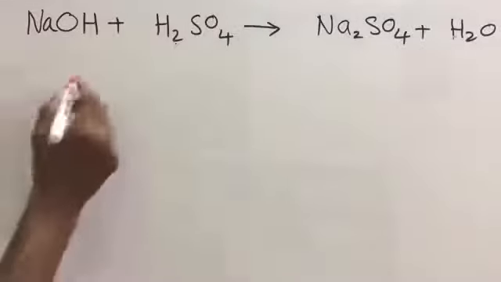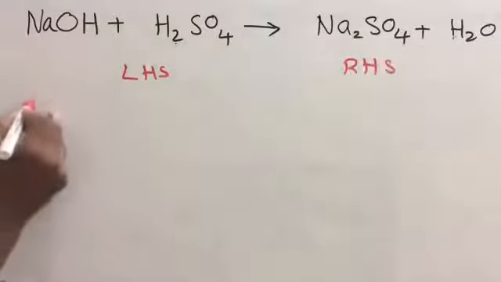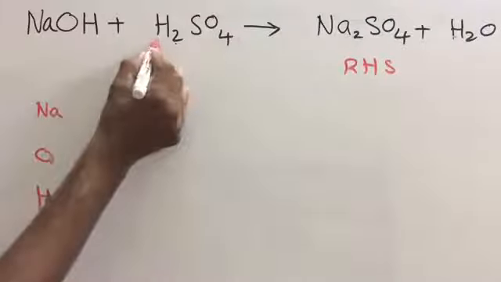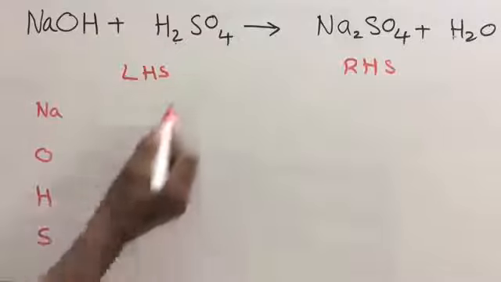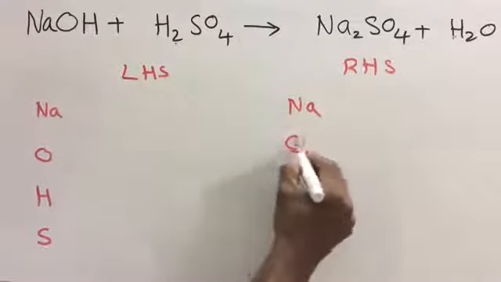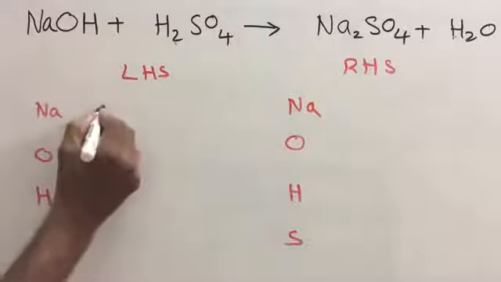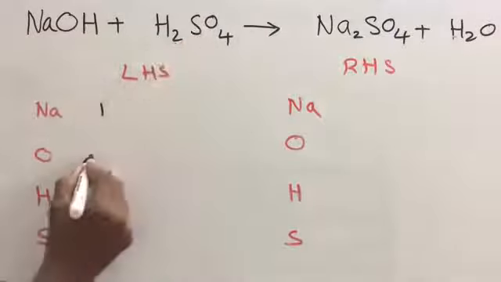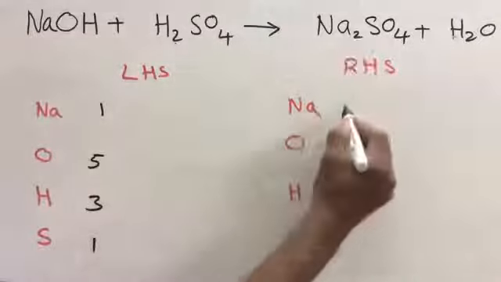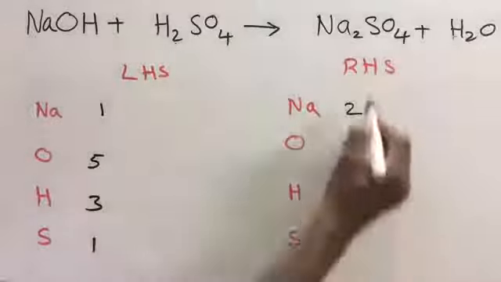Balance one more equation. Write LHS, RHS. On LHS you have sodium and then you have oxygen, you have hydrogen. Hydrogen already we have written here. Now sulfur, oxygen already we have written here. The same elements are present on the right hand side: Na, O, H and S. Now number of atoms on LHS: sodium 1, oxygen 1 here and 4 here, 5, hydrogen 1 here and 2 here, 3, sulfur 1. On RHS: sodium we have 2, oxygen 4 here and 1 here, 5, hydrogen we have 2, sulfur we have 1.